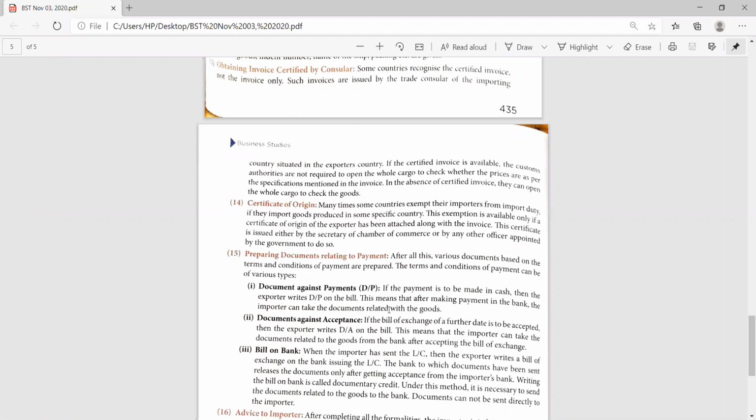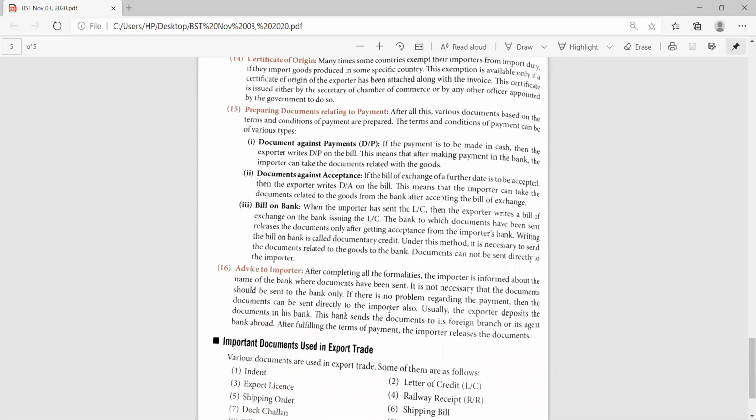Preparing the documents related to the payment. The documents are to be prepared, that is, documents against payment, documents against acceptance, and bills on bank. It is absolutely like what we did in the previous procedure in import trade. Then advice to the importer.